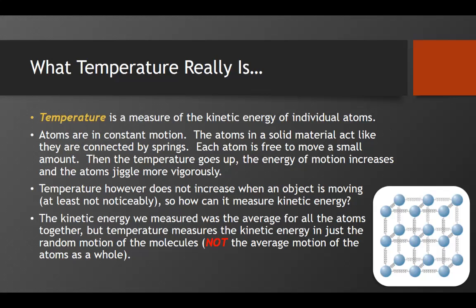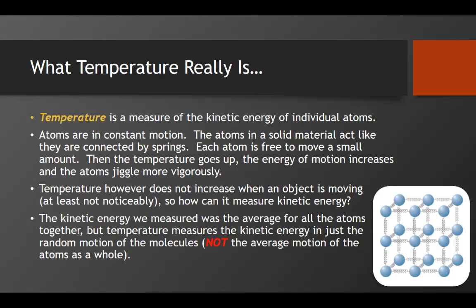Atoms, remember, are always moving. Whether it's the atoms in a solid material, which kind of just vibrate in place, or a liquid where they flow over each other, or a gas where they're moving in straight lines away from each other all the time. Each atom is free to move some amount. When the temperature goes up, the amount of motion increases, and the energy of the motion increases, and the atoms begin to jiggle more vigorously.